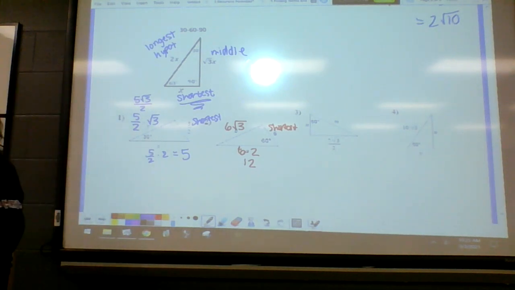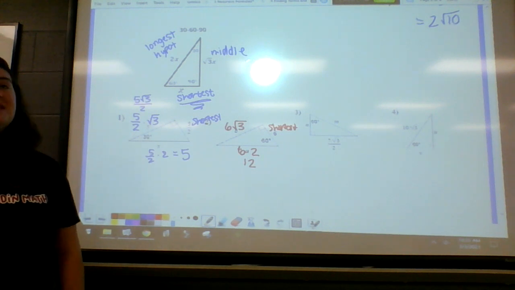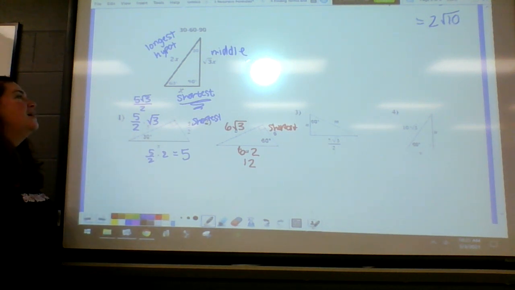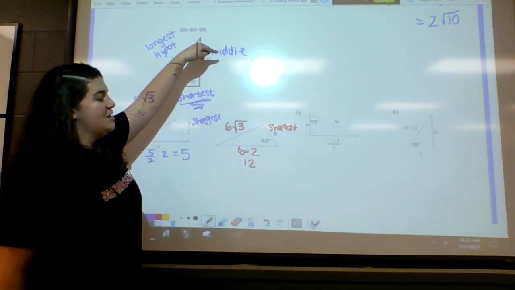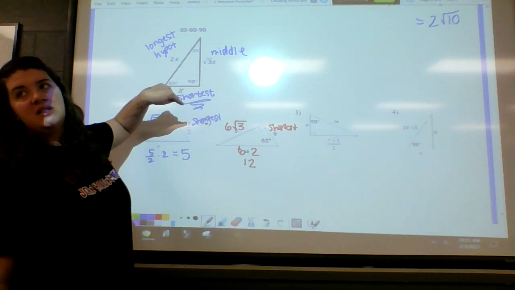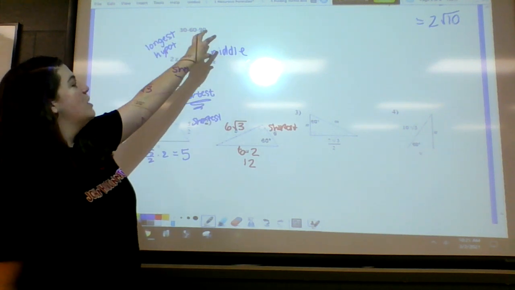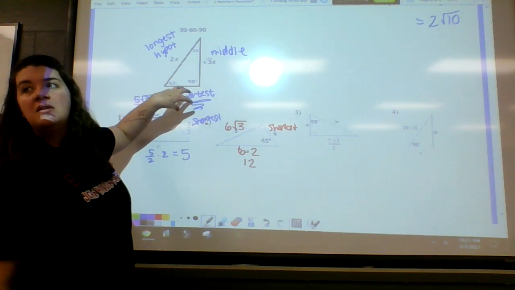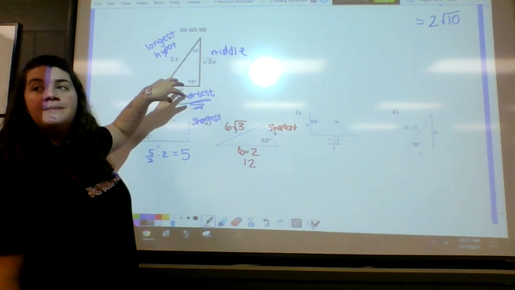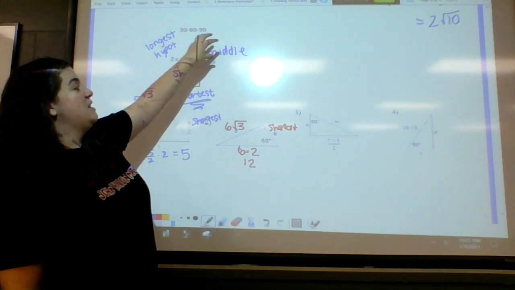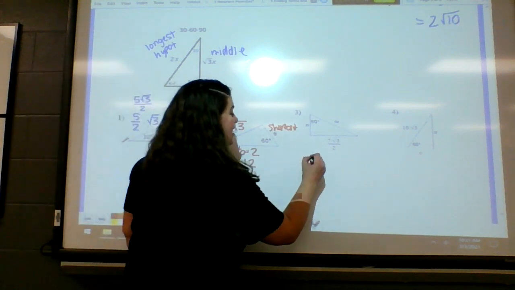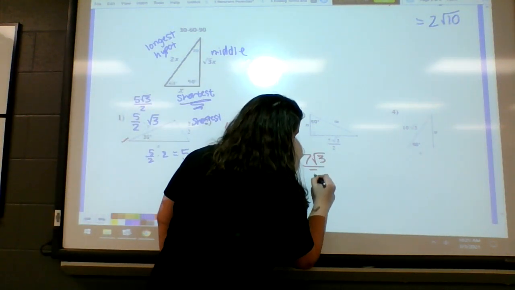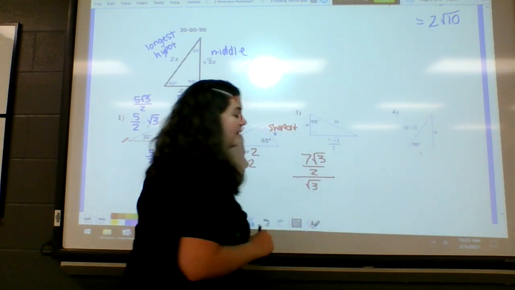But when does it get harder? When you don't have the shortest side to start, when you have a different side. So number 3, we don't have the shortest side. Instead, which one do we have? We have the middle side, all right? How would we get back to finding the shortest? Because once you know the shortest, the hypotenuse is easy. If you went from the shortest to the middle by timesing by the square root of 3, how would you go backwards? Divide by the square root of 3. So you're going to take this number and divide it by the square root of 3.